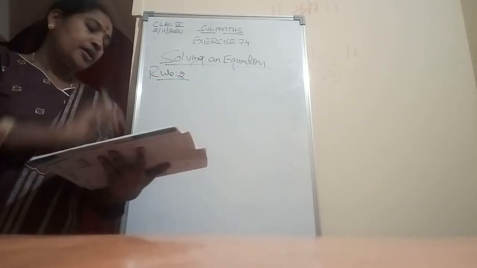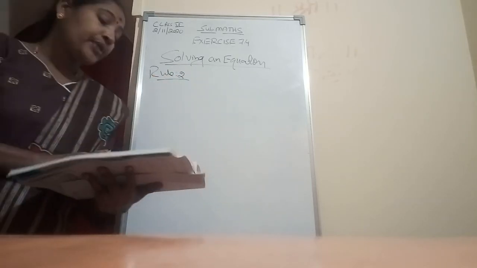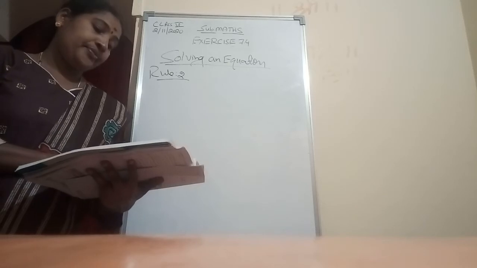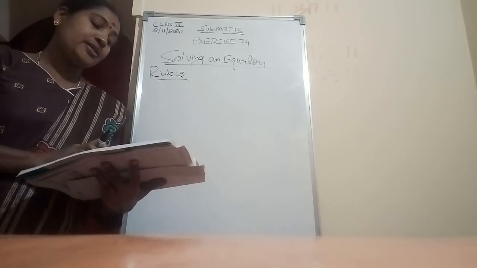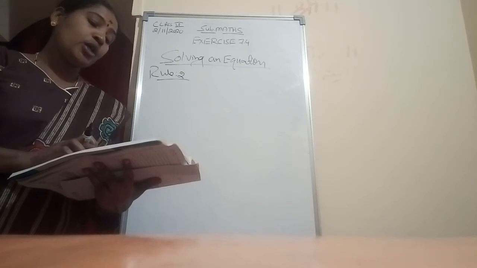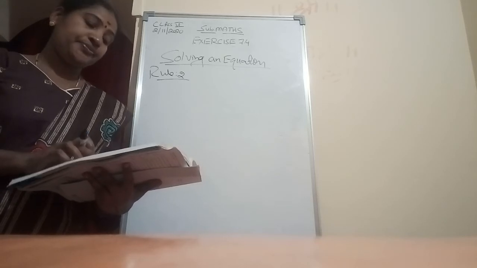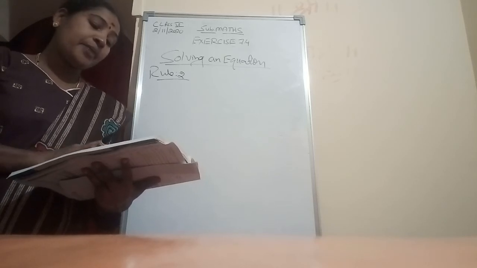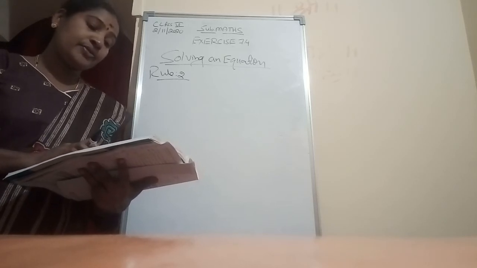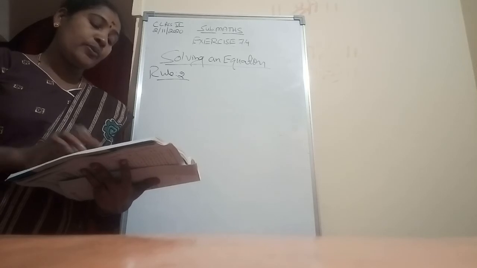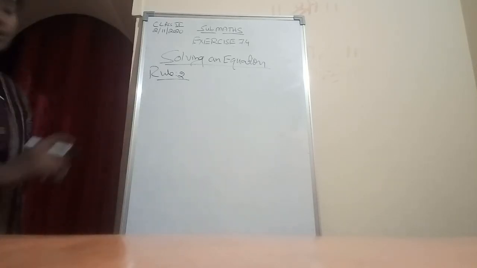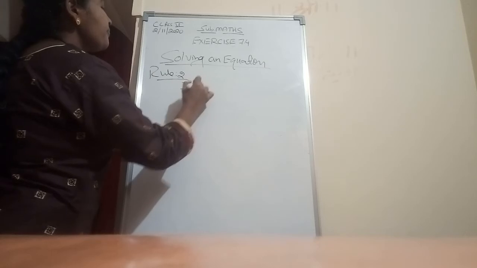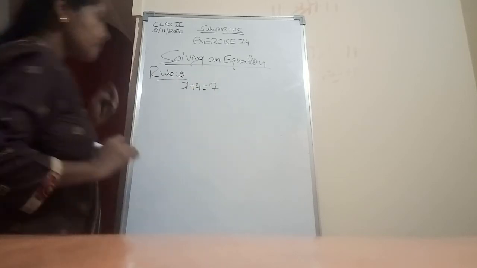Okay, let me read out rule number 2. If we subtract the same number from both the sides of an equality, the equality holds good. So here they have taken x plus 4 is equal to 7.